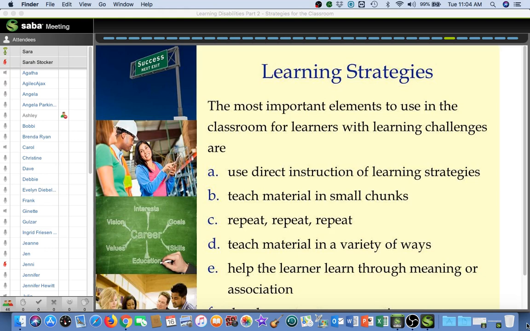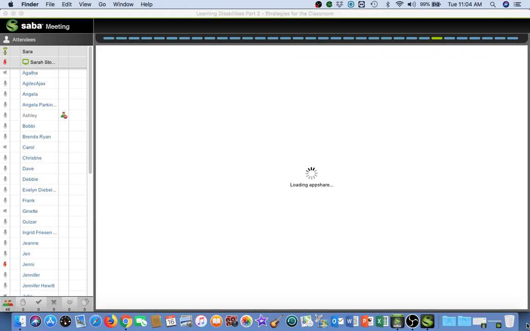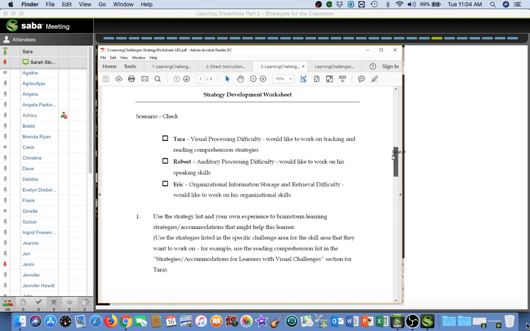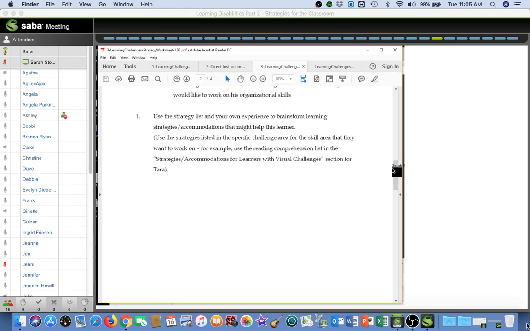So back to our strategy development worksheet. Page 2 looks at starting to develop strategies, using the strategy list and your own experience. Sarah, we're on page 2 of the PDF, if you wouldn't mind going back to your app share. Thank you very much. It asks you to identify which scenario you're going to be working on. And then it says use the strategy list and your own experience to brainstorm learning strategies and accommodations that might help this learner. So that's where either a digital PDF or even a printout can be used to start to list some of those areas that might be helpful.